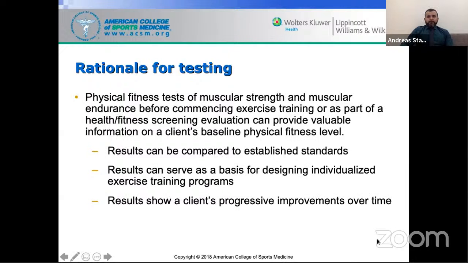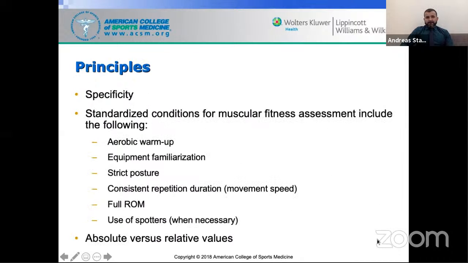So why would you do all this kind of testing? Well, you get a lot of great information. You know where you started from, baseline. You can compare to the standards, right? Standards not only for yourself, but the norms that we have. And we can use them to design our programs. So we'll get a lot of great information.